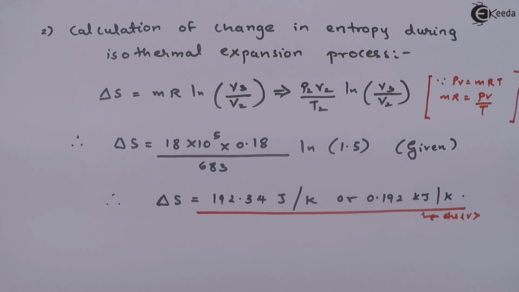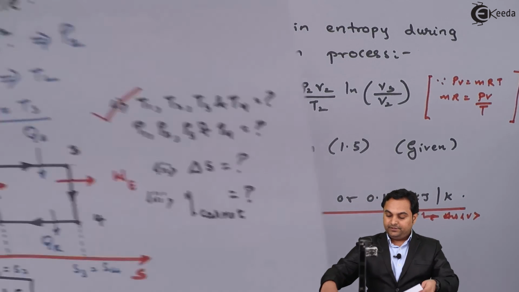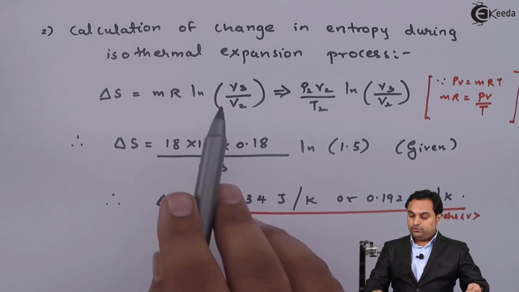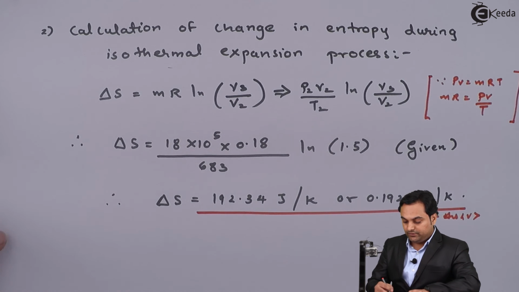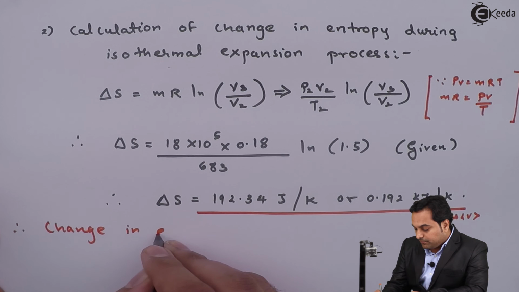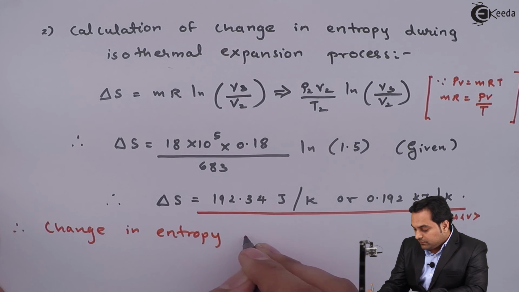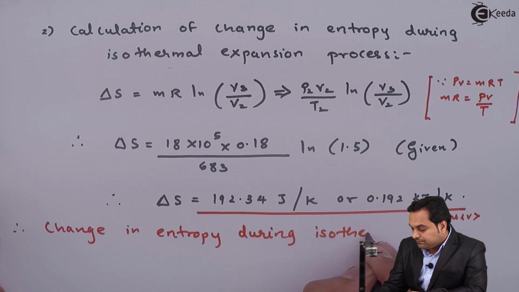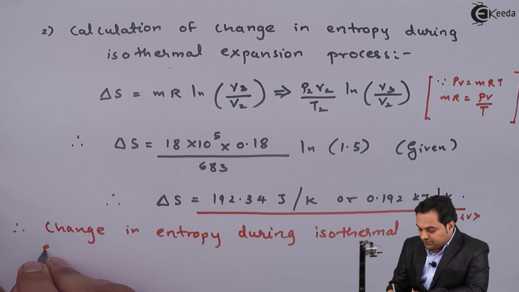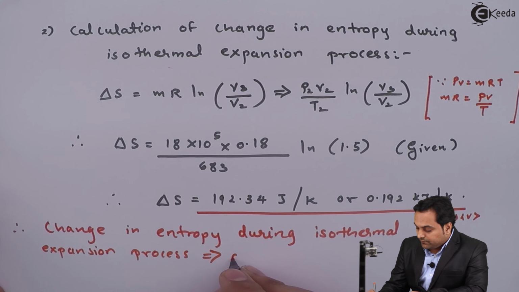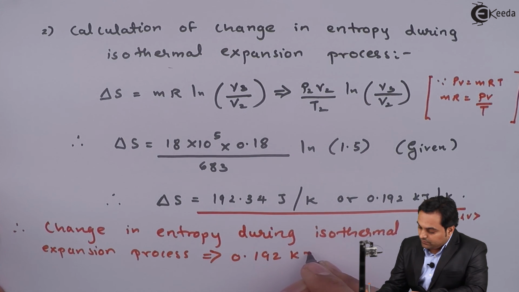Now with this I have completed the second question, that is I have calculated the change in entropy during the isothermal expansion process. So I'll write down, therefore, change in entropy during isothermal expansion process is equal to 0.192 kilojoule per Kelvin.